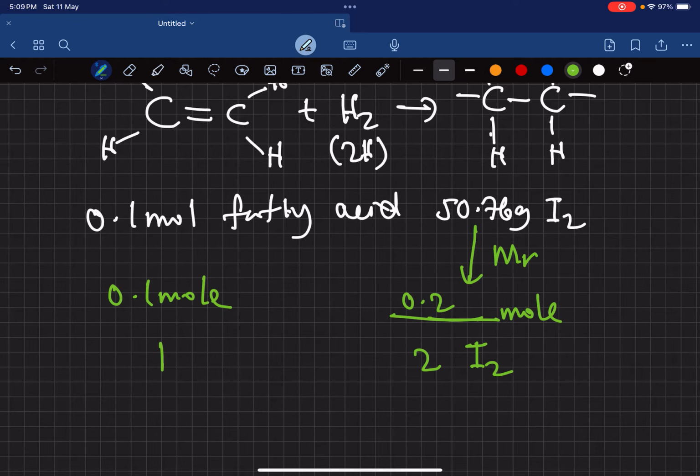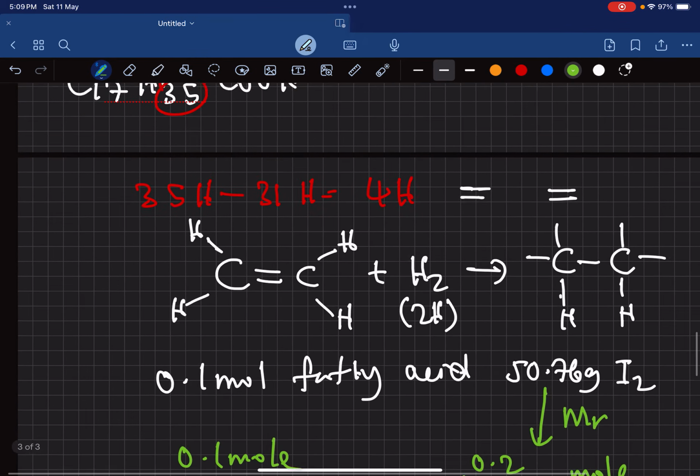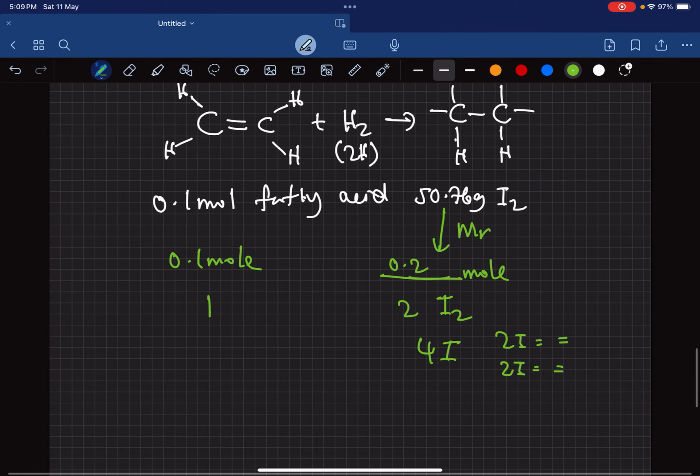All together here is actually 4 iodines, right? So 2 iodines is 1 double bond. So another 2 iodines is another double bond. So how many double bonds? 4 double bonds. So you're looking for somebody with 4 double bonds. So the answer to this question was C, what I just did here just now. Okay, so that's how you do this type of question.